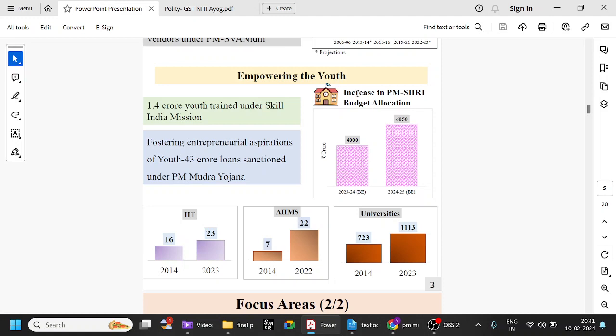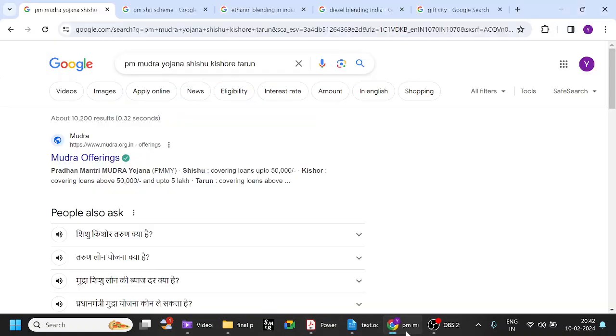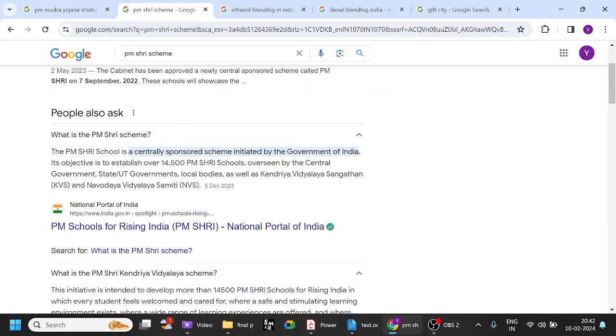And there is an increase in PM Shri budget allocation. Now, what is PM Shri? PM Shri is a centrally sponsored scheme, not a central sector scheme. Central sector scheme means 100% of the funding is provided by the central government. Centrally sponsored scheme means the Government of India provides a certain share, mostly 90% or 70%, 60%, etc. The remaining 10%, 30% or 40% will be borne by the state government.